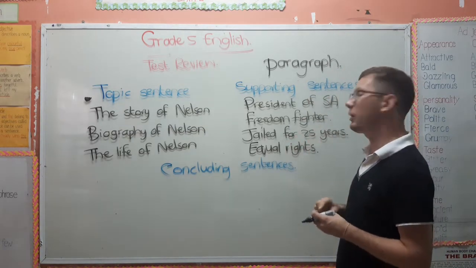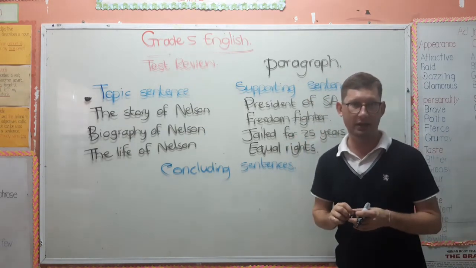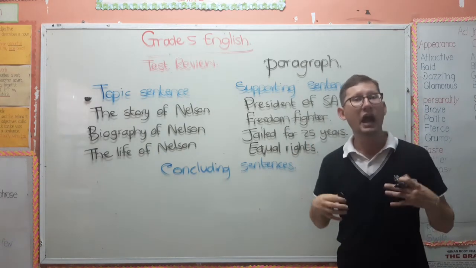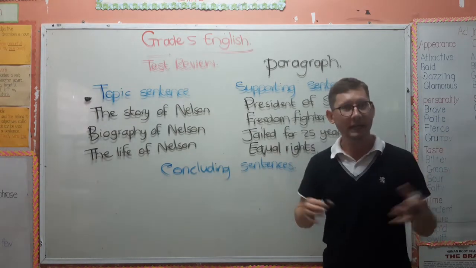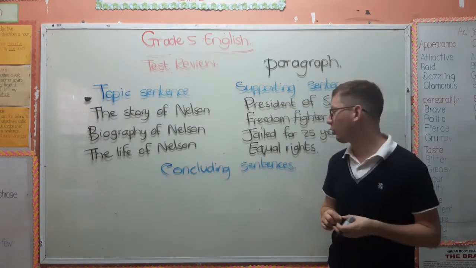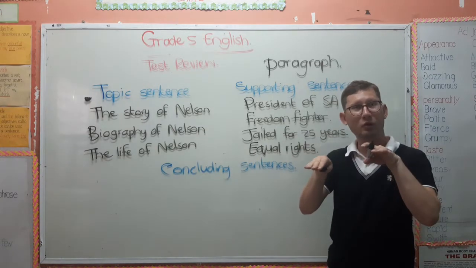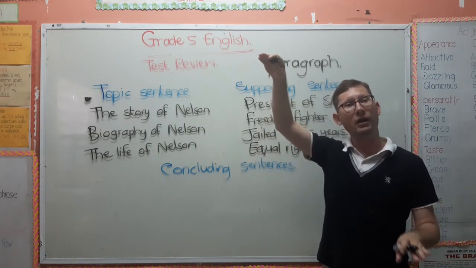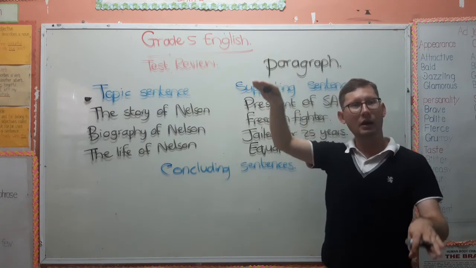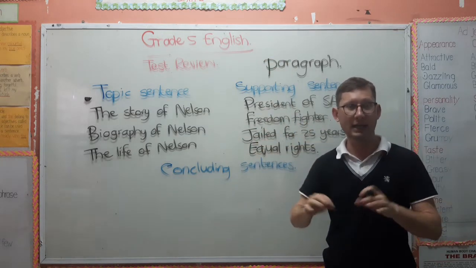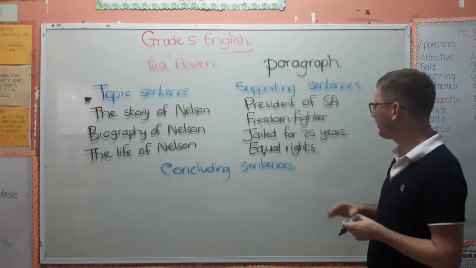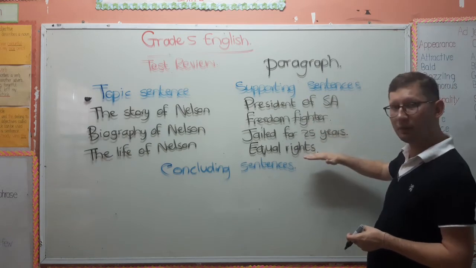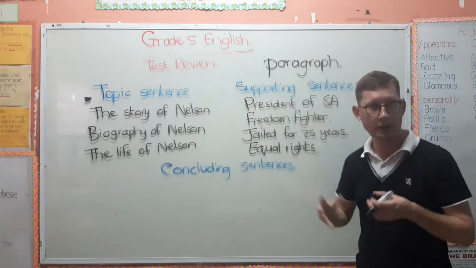He was jailed for 25 years. Why was he in jail? And equal rights. What is equal rights? How did he get South Africans equal rights? You understand? Because back in the day, the white people were higher than the black people, and then we became equal. Okay, equal rights. So these are also some examples to explain who he was.